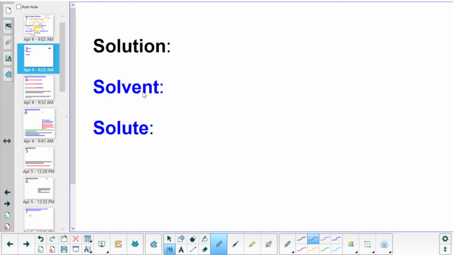So now, what's a solution? It's a mixture. We did at the very beginning of the year types of matter. What type of mixture is it? Homogeneous.